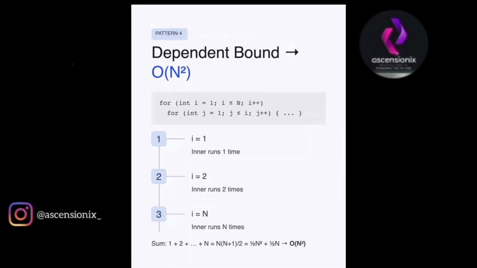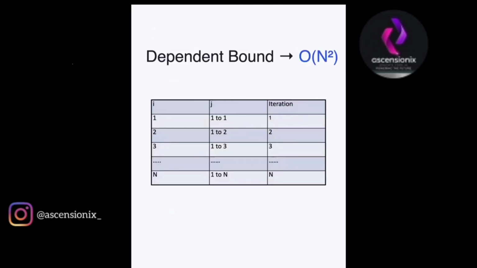So the next is dependent loops, the arithmetic progression, order of n square. Okay, so here we finish today's lecture with a highly interesting pattern. What happens when the inner loop's boundary depends on the outer loop's variable? So notice that the inner loop runs while j is less than or equal to n. This means the inner loop execution limit changes dynamically on every step. Let's trace this using our table method. Look at this beautiful sequence.